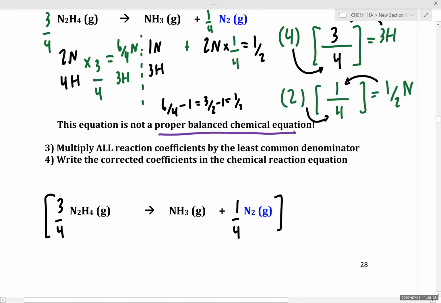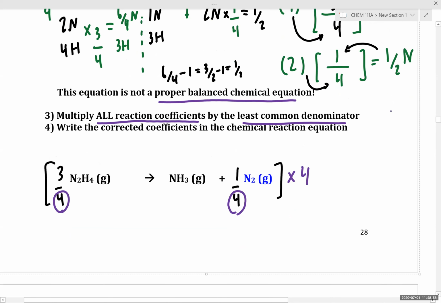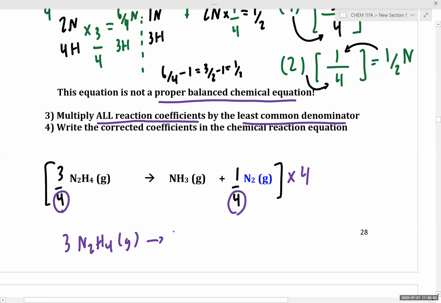And to do that, we multiply all of our reaction coefficients by the least common denominator. So what is the number on the bottom? What should we multiply all these fractions by to get rid of our denominator? So we'd multiply everything by 4, and that in turn gives us 3N2H4 gas leads to 4NH3 gas plus N2 gas.